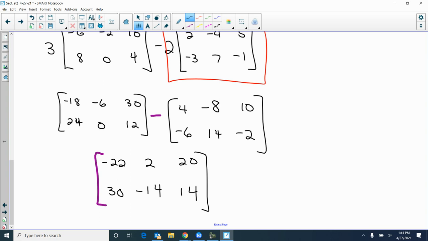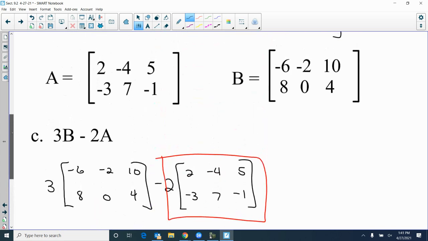Okay, so just watch that. That is one case where I do see that mistake come up fairly often. So that is 3b minus 2a.